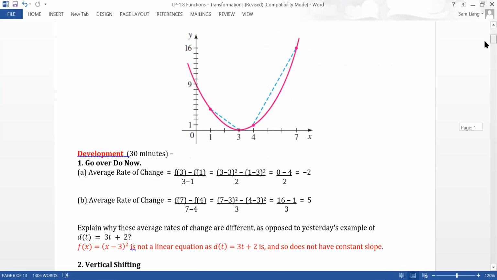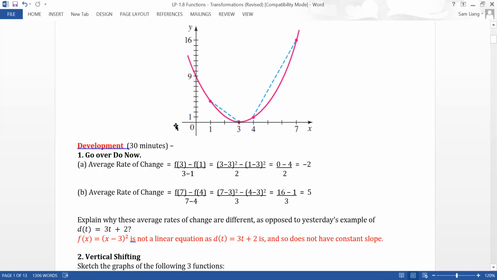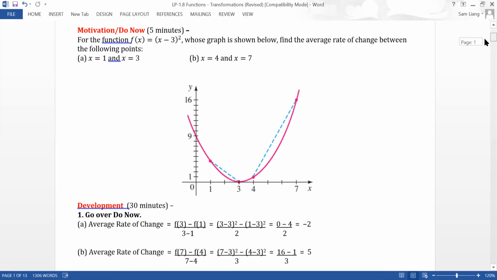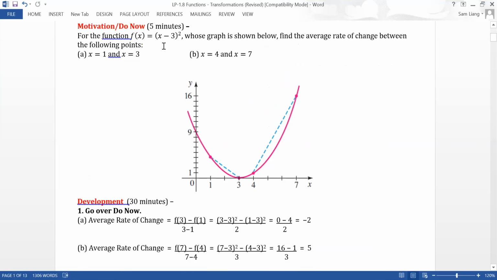All right, so average rate of change, as we know, is f of b minus f of a over b minus a. So f of 3 minus f of 1 over 3 minus 1. So f of 3, if you plug that in here, you're going to get 3 minus 3 squared, that's 0, which is what you see here. And then next we have f of 1, so 1 minus 3 squared, that's negative 2 squared, that's 4. So you get 0 minus 4 in the numerator, divide that by 2, since 3 minus 1 is 2. You're going to end up with negative 2, which is negative as we expect.